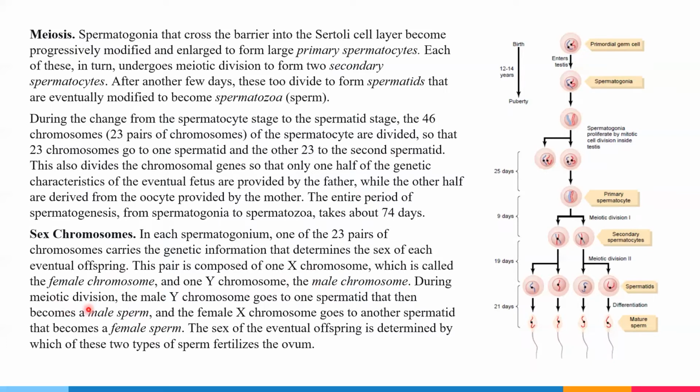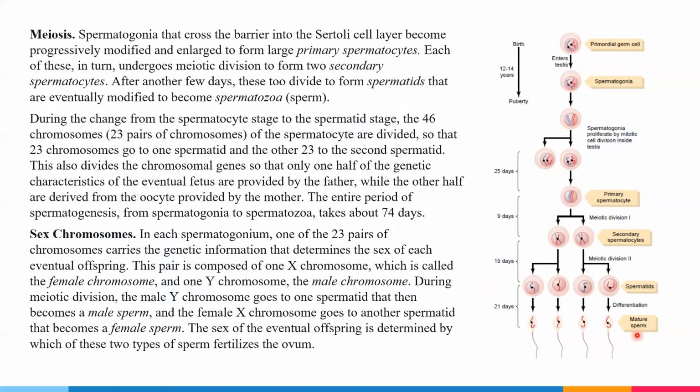During meiotic division, the Y chromosome goes to one spermatid that then becomes the male sperm, and the female X chromosome goes to another spermatid that becomes a female sperm. The sex of the eventual offspring is determined by which of these 2 types of sperm fertilizes the ovum.